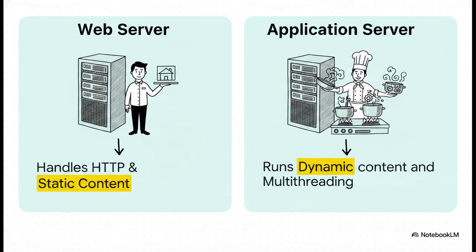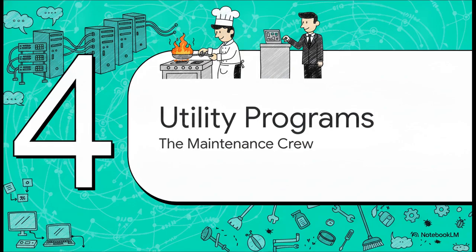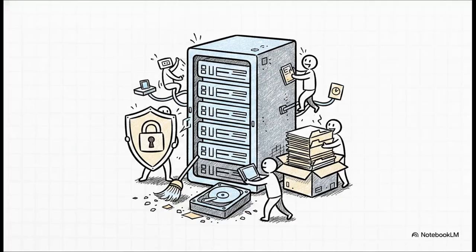The web server takes your order at the front, and the application server cooks up the dynamic results in the back. And finally, Section 4, the power of utility programs. Let's meet the maintenance crew. And this brilliantly illustrates our final piece of the puzzle.